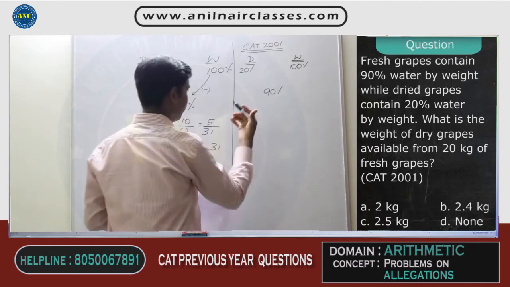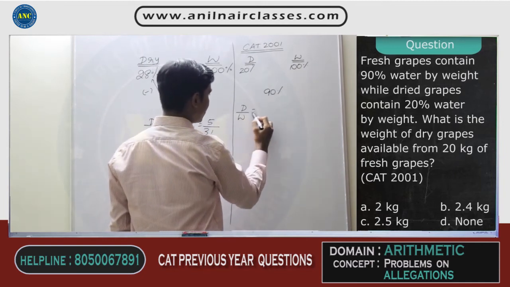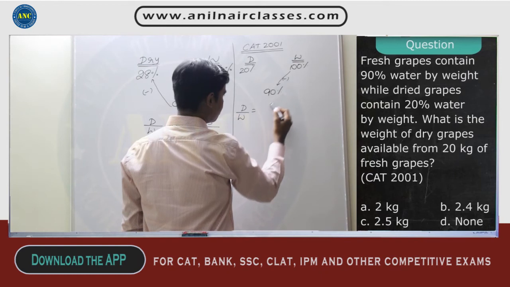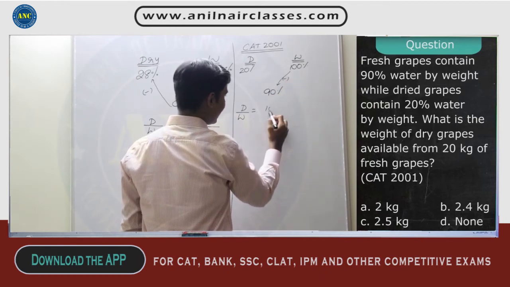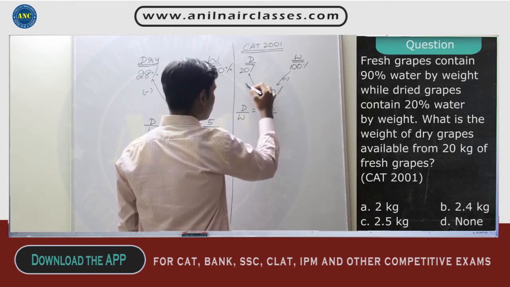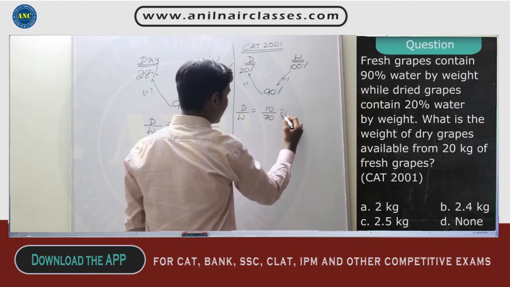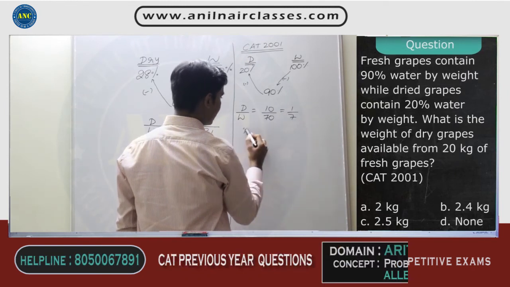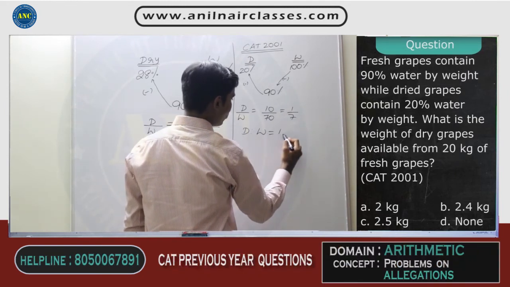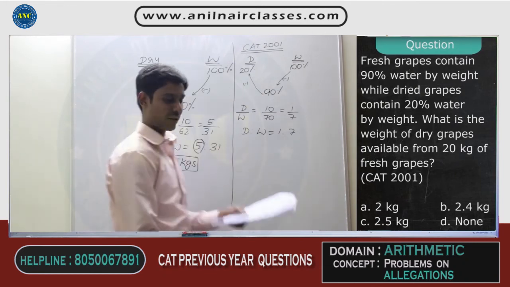Now, question, if I allocate it, dry by water is 90 minus 10. 100 minus 90, it is 10. 90 minus 20, it is 70. 10 by 70 is 1 by 7. That is nothing but dry is to water is 1:7. Right? Dry is to water is 1:7.